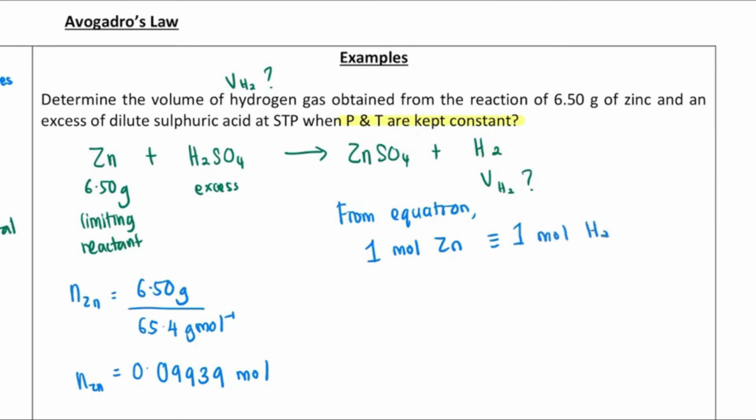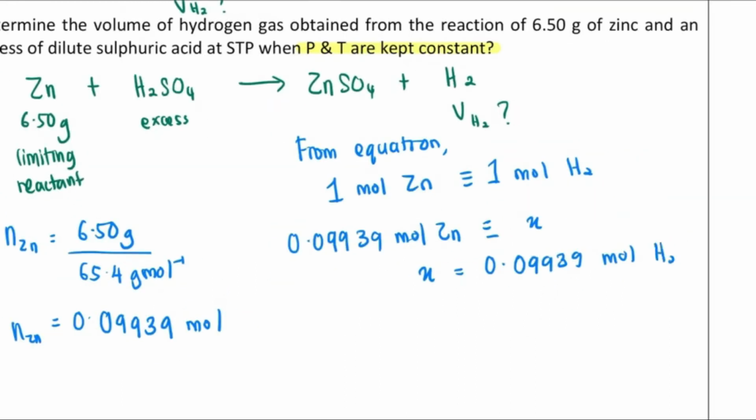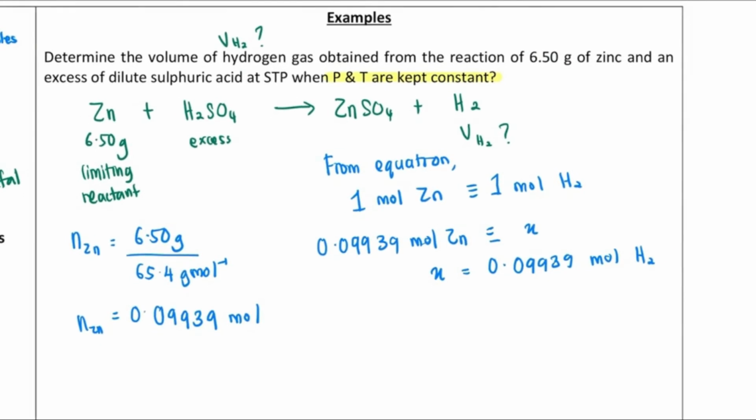Okay, mole of zinc kita adalah 0.09939 mole of zinc. So, berapa mole of hydrogen gas dah hasil? So, samalah sebab dia 1 to 1, which is 0.09939 mole of hydrogen gas. Okay, so ini adalah mole of hydrogen gas yang terhasil. Okay, so kita nak cari volume. Okay, mole kita dah ada. So, we need to convert this mole into volume.